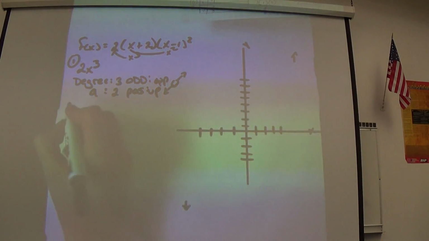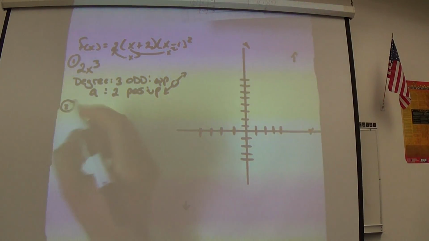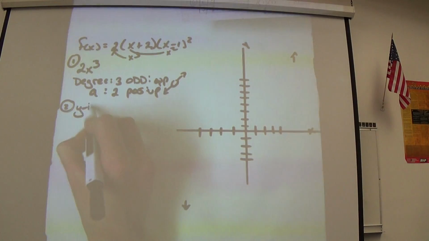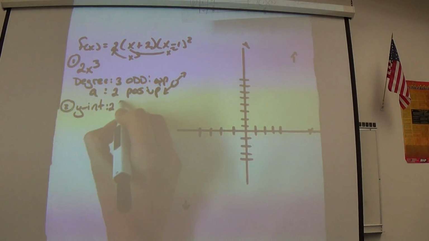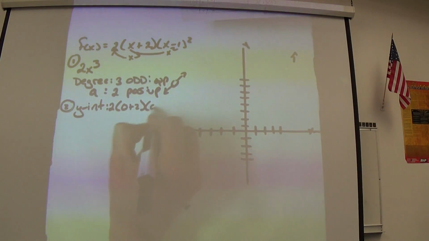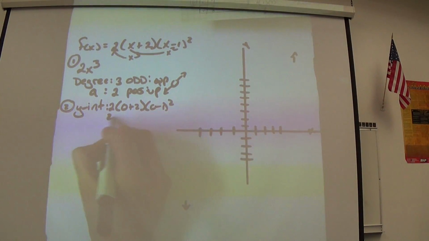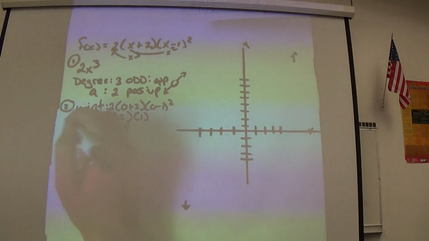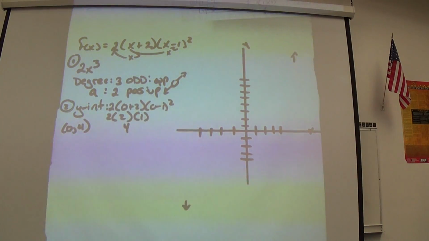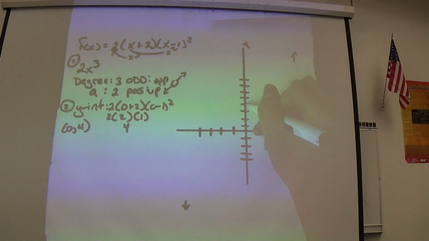All right, number 2 is going to be the y-intercept. As always, we plug zeros in for x to get those. So 2 times 0 plus 2 times 0 minus 1 squared. 0 plus 2 is just 2. 0 minus 1 is negative 1. If I square that, I get 1. 2 times 2 times 1 gives me 4, which means I cross the y-axis at (0, 4). So I'm going to plot that.